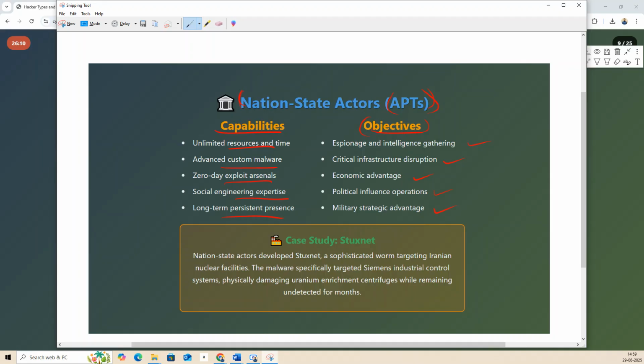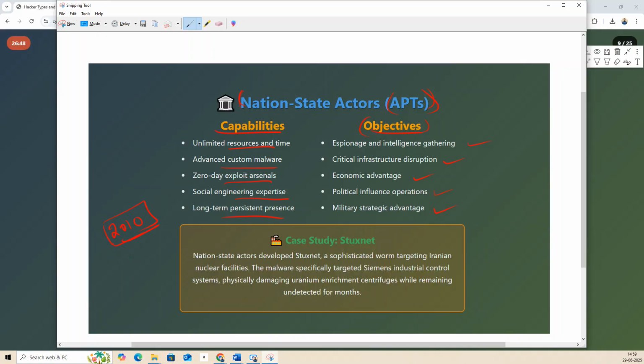Let me tell you about Stuxnet, the most sophisticated cyber weapon ever discovered and probably the most significant cybersecurity incident in history. This happened in 2010. In 2010, security researchers discovered something unprecedented: a computer worm that was designed not to steal data or make money, but to physically destroy real world equipment.